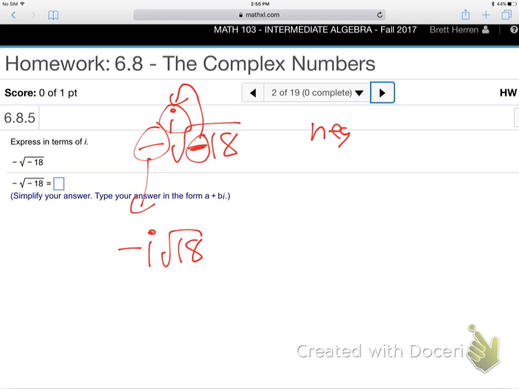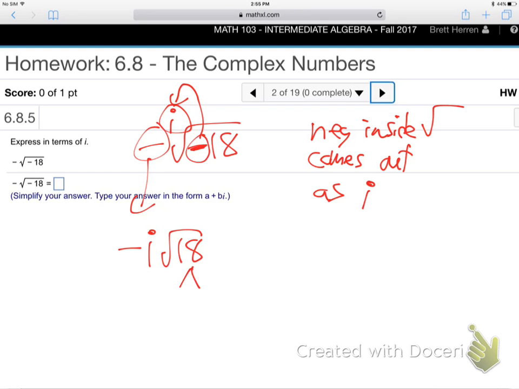Let me write that. Negative inside the root comes out as i. That's the fundamental rule of the section. Because negatives in a root are not real. They're imaginary. So you take them out and you put an i.